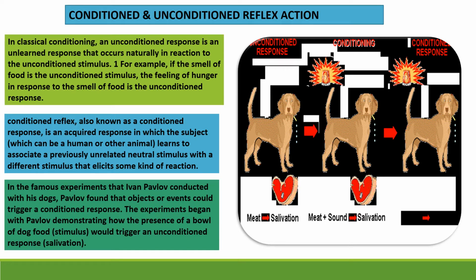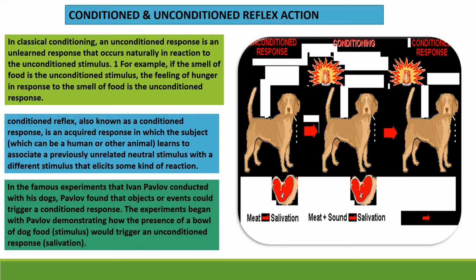Now, the classification of reflex action: conditioned and unconditioned reflex action. In classical conditioning, an unconditioned response is an unlearned response that occurs naturally in reaction to the unconditioned stimulus. For example, if the smell of food is the unconditioned stimulus, the feeling of hunger in response to the smell of food is the unconditioned response.